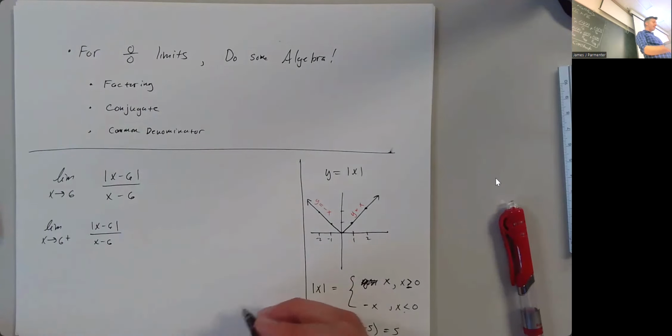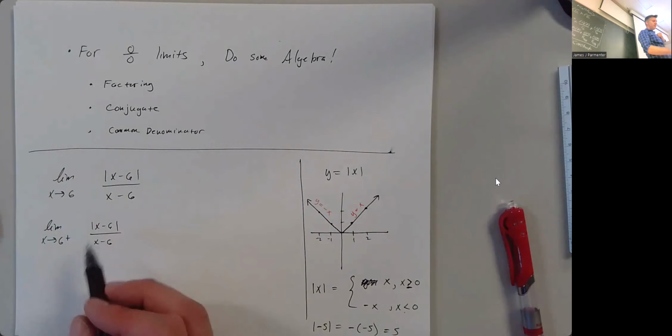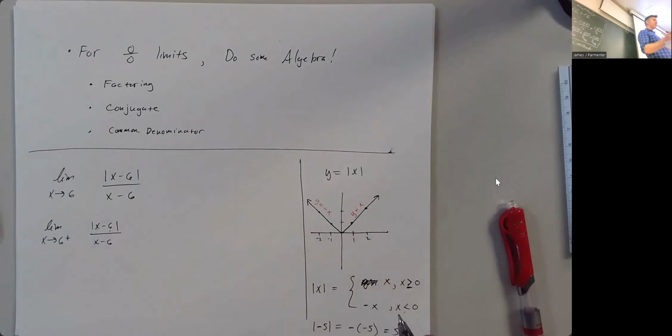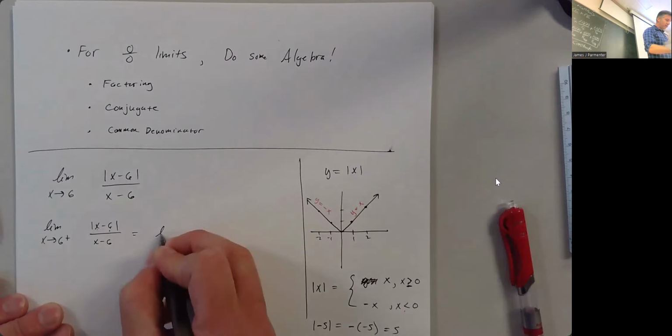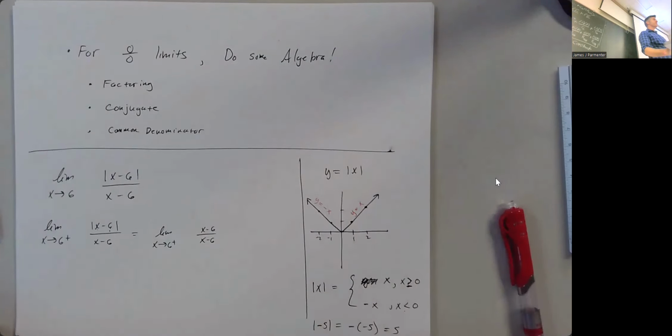So is x bigger than 6 or smaller than 6 here? Bigger. So if x is bigger than 6, x minus 6 is negative or positive? Positive. And so if the stuff inside the absolute value is already positive, you don't really need to do anything. You can just drop the absolute value and say, that's equal to the limit as x approaches 6 from the right of x minus 6 over x minus 6.